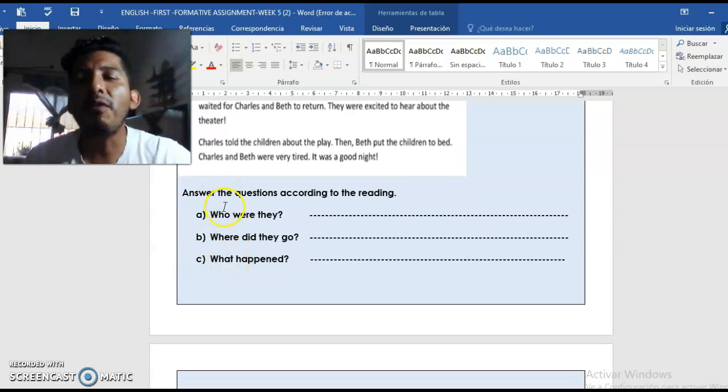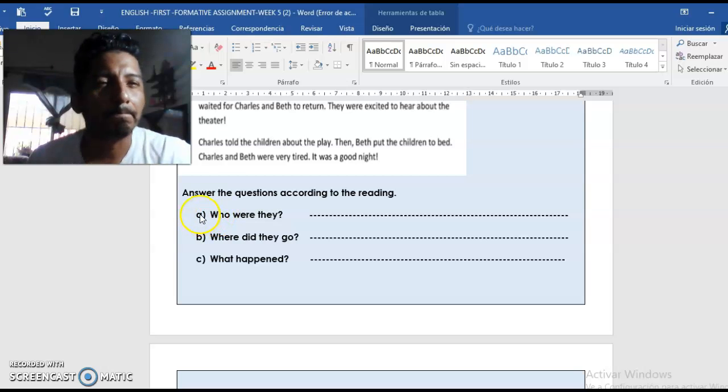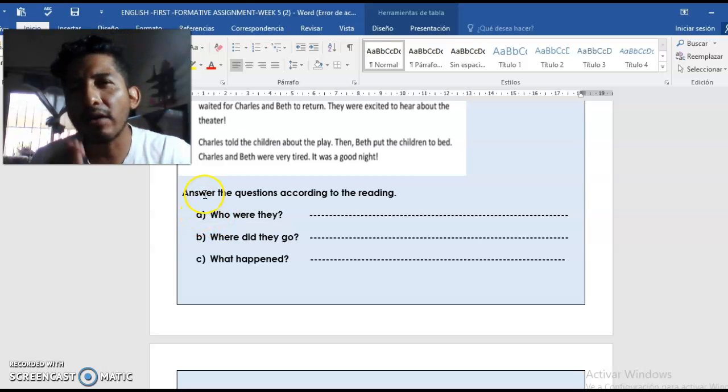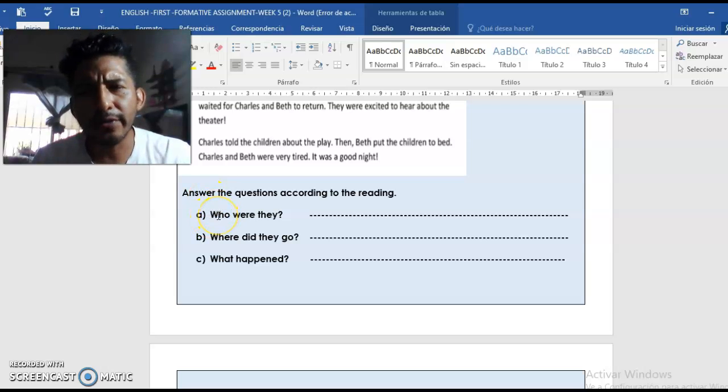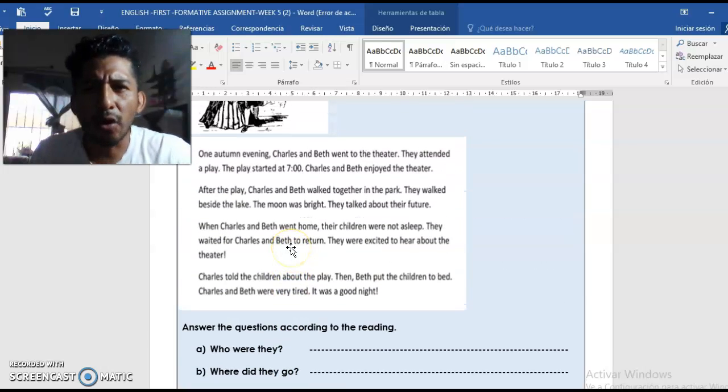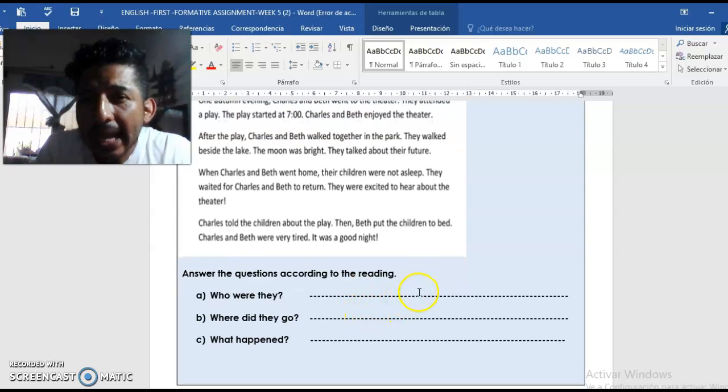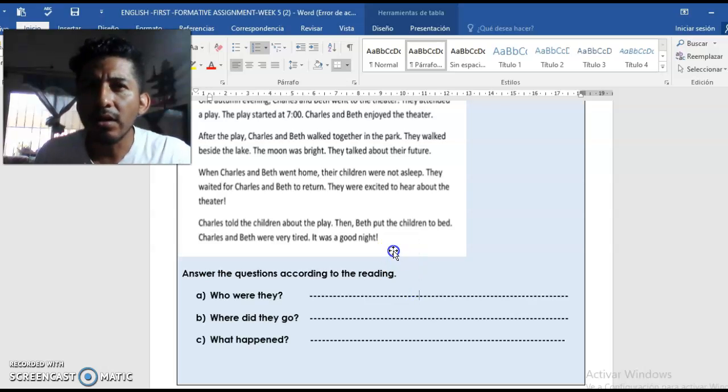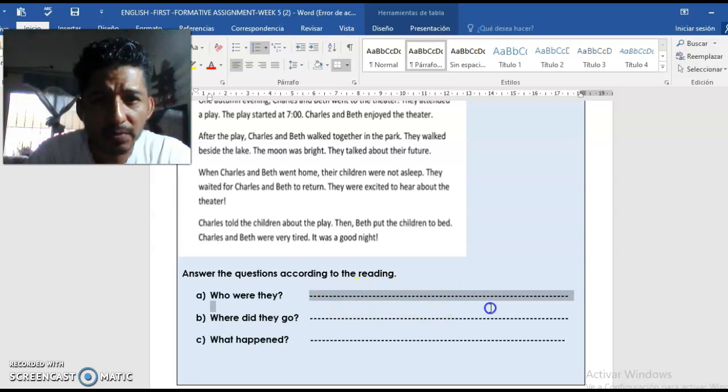The activity number 5 has three questions. Question letter A: Who were Charles and Beth? They were family. They were brother and sister. They were mother and father. Which one is your answer? Your answer must be written here in this part.